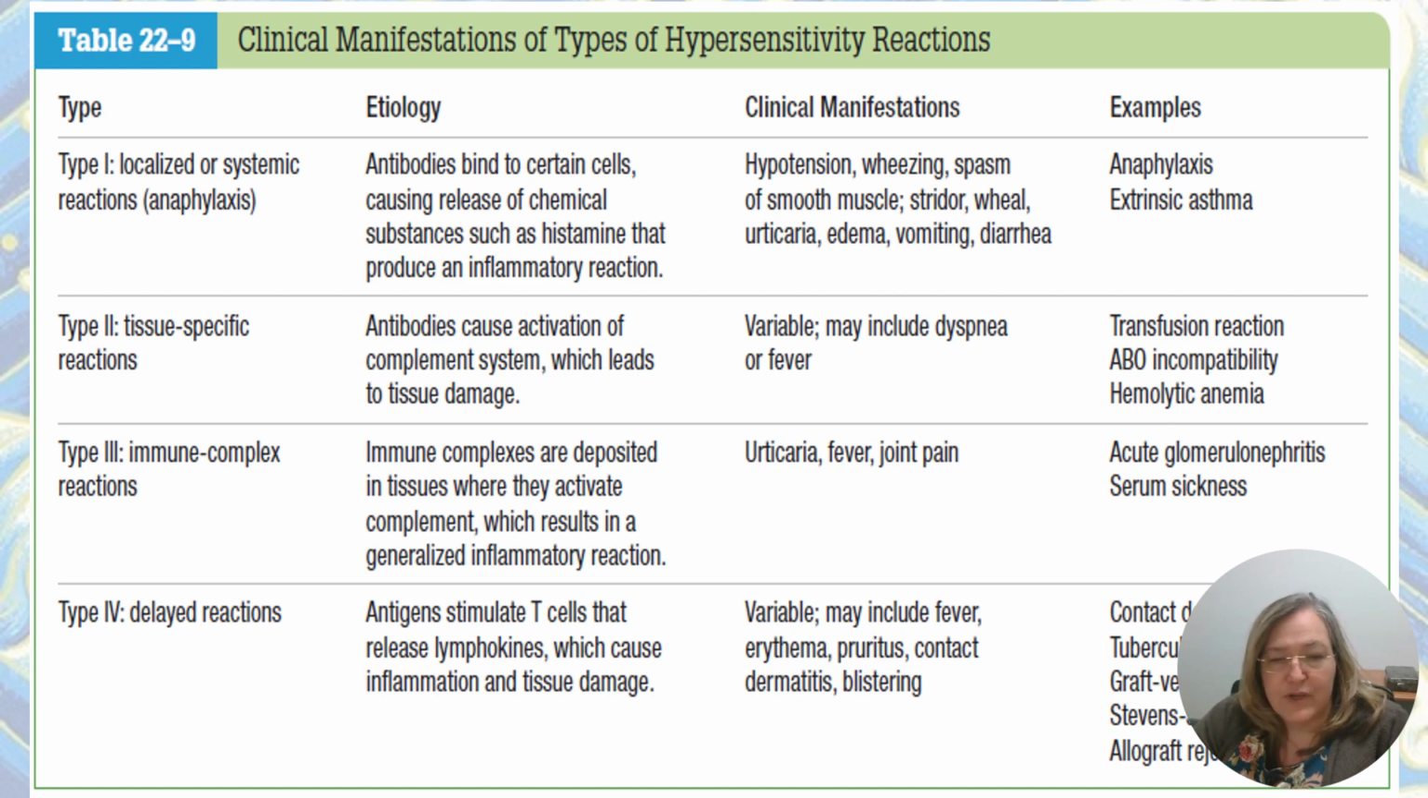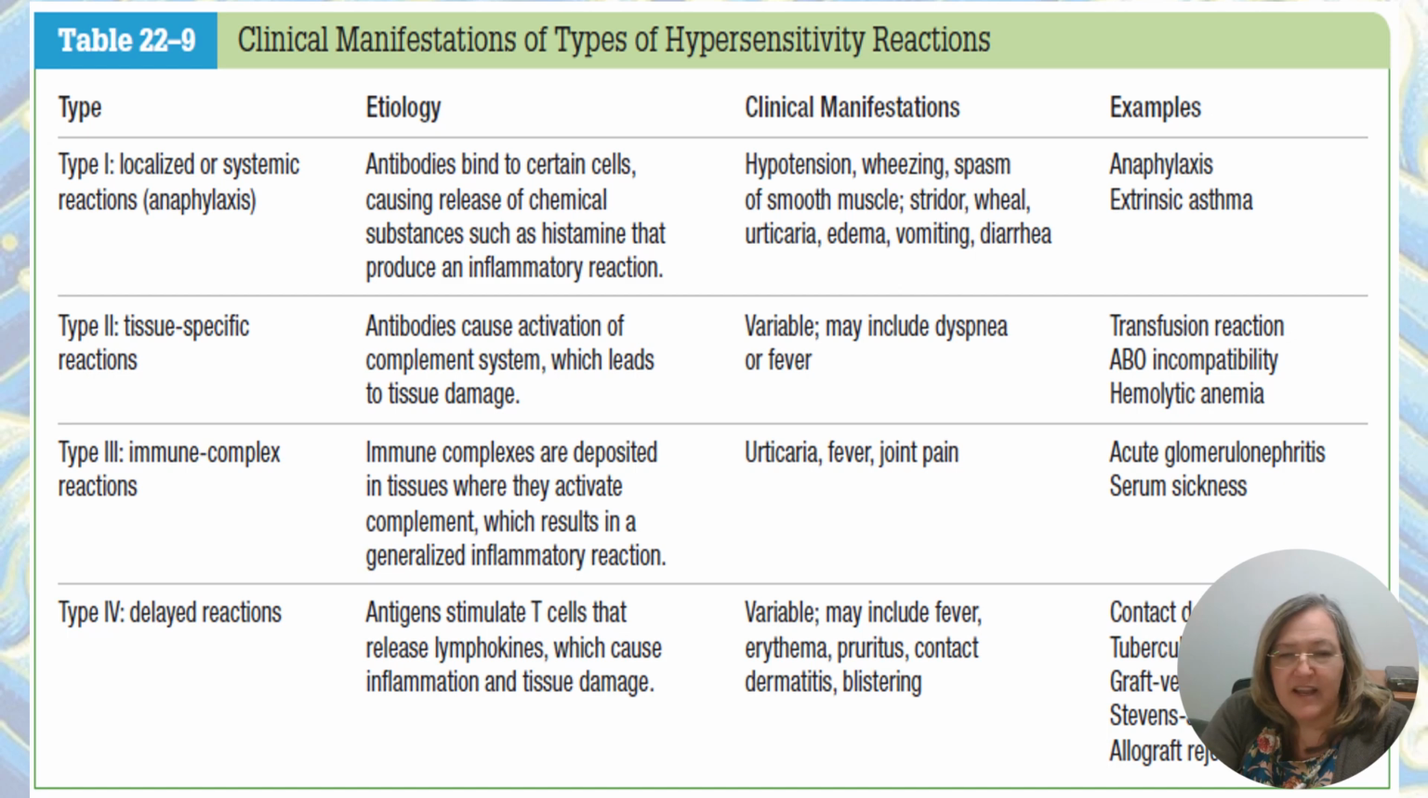Immune complex reactions. These are immune complexes that are deposited in tissues where they can cause a generalized inflammatory response. So this would be a case where you would see urticaria, wheals, hives, and a lot of times it's associated with a fever or concentrated in the joints. Type 2 is tissue specific, so it depends on what tissue is being affected. For example, the transfusion reactions fall under this one.